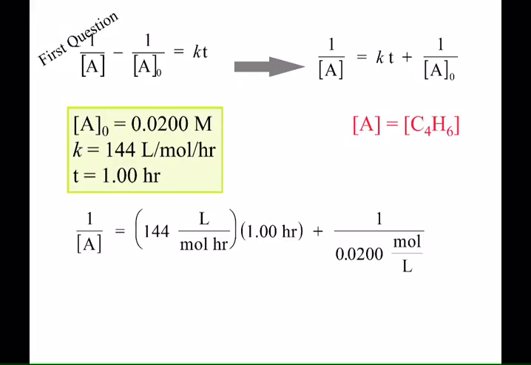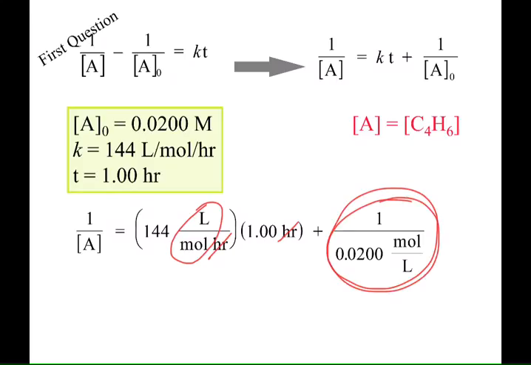So our K is 144 liters per mole per hour. Our time of interest is 1.00 hours. So of course the cool thing there, there's a lot of cool things there, but our units of hours cancel. We're left with units of liters per mole, plus the inverse of the initial molar concentration of A.